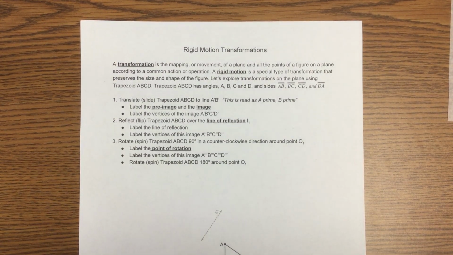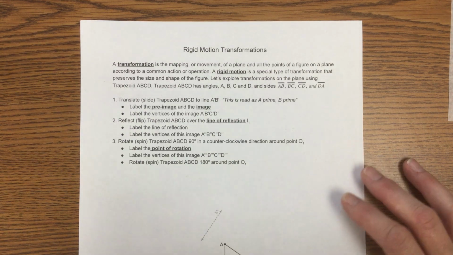This video is going to review rigid motion transformations. As we've reviewed in class, there are three types of rigid motion transformations. There are translations, which is a slide. There are reflections, which is like a flip. And then a rotation, which is a spin.